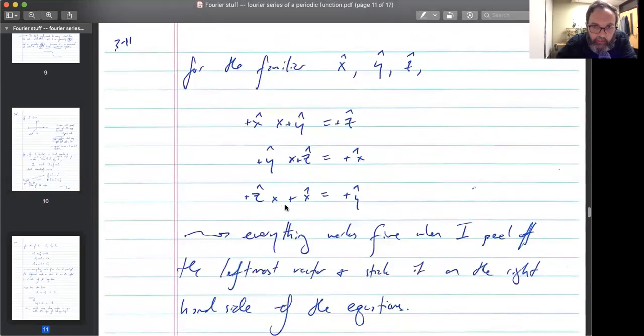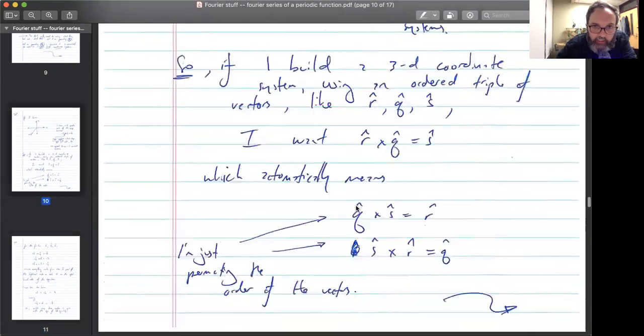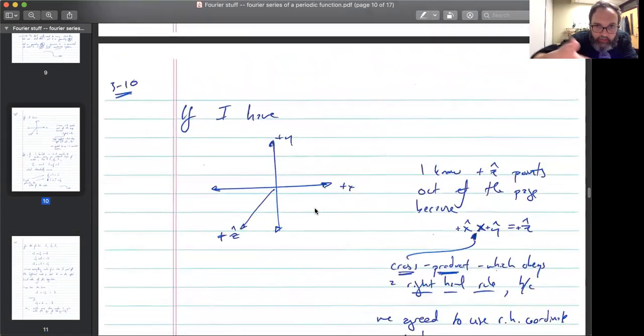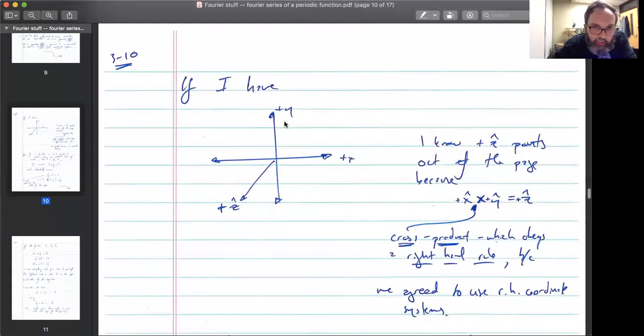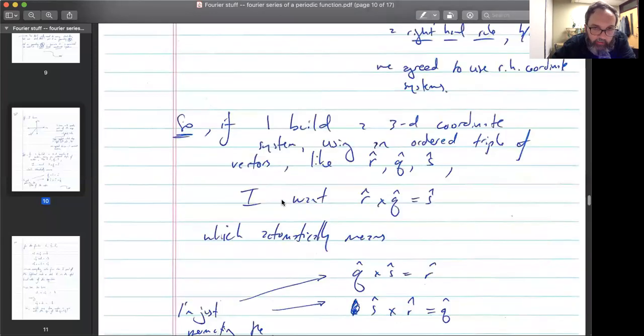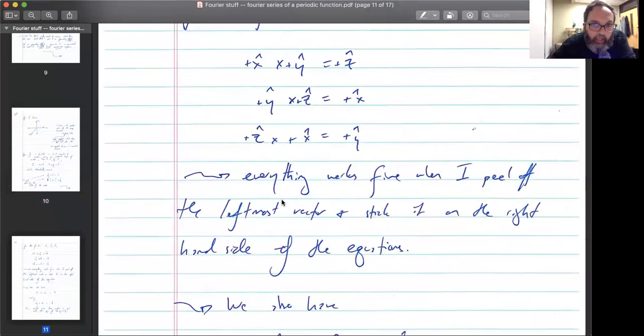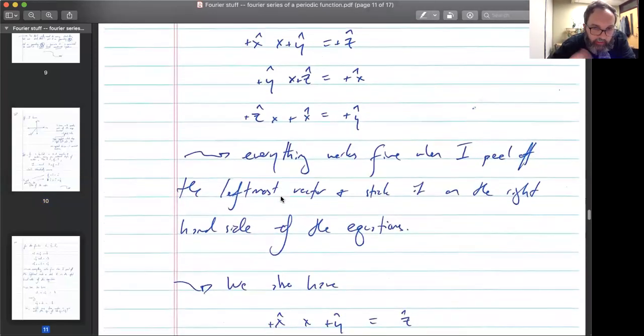Z cross x is equal to y. I just pop the y over here, and then I'm left with z, x, y in that order. So z cross x is plus y. The whole thing works. So you can see this is a well-constructed right-hand coordinate system. Everything works fine when I did this cyclic permutation.